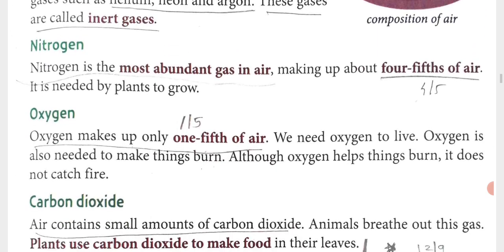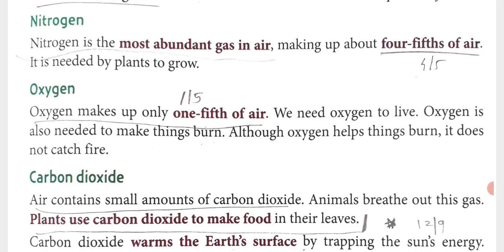Now let us talk about nitrogen. Nitrogen is the most abundant gas in air, making about 4/5 of the air. It is needed by plants to grow. Oxygen makes only 1/5 of the air. We need oxygen to live. And oxygen is also needed to make things burn. When you burn paper, the oxygen in the air reacts with the paper and then it burns. It doesn't catch fire on its own, but it requires something to burn. Petrol burns, wood burns.